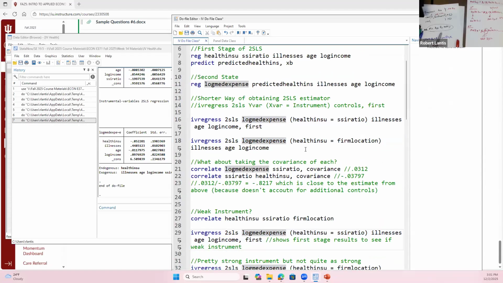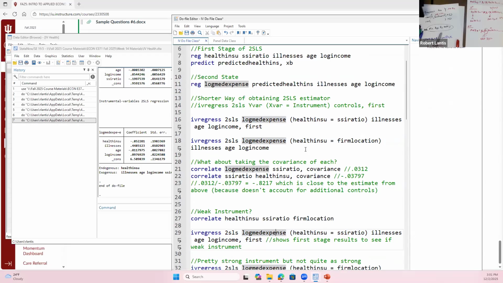Questions before we keep moving here? Yeah. Could you re-explain how you chose the Social Security income ratio as the instrument to use for the regression? Yeah, so I was just trying to think of something that would be correlated with the X variable. My X variable was whether or not I get health insurance.